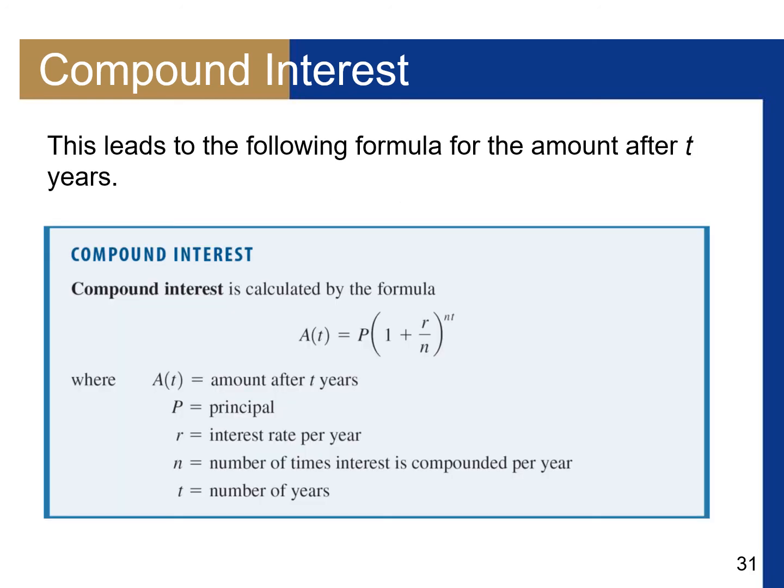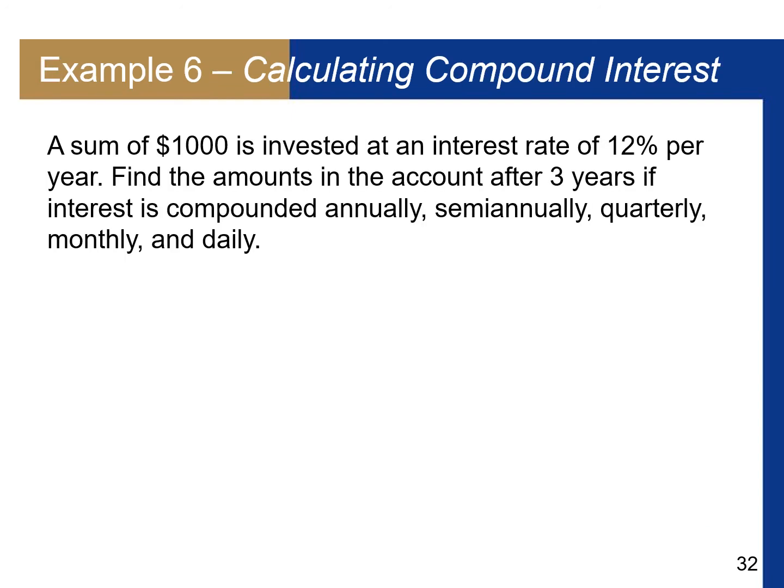So here is your formula for calculating compound interest. P is your principal, R is your rate per year, n is the number of times interest is compounded, and then the number of years. So here we have a sum of $1,000 invested at an interest rate of 12% per year. Find the amounts in the account after 3 years if the interest is compounded annually, semi-annually, quarterly, monthly, and daily.